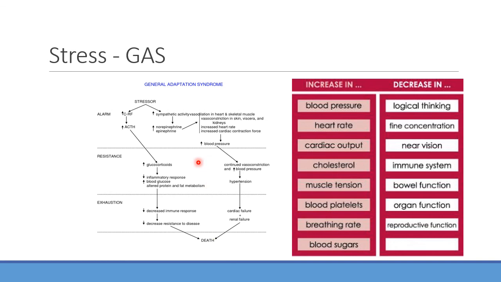On the flip side, looking at the sympathetic activity, and later in the class we'll cover the sympathetic nervous system in greater detail, we're going to find that increased norepi and epi have direct effects like increasing blood pressure by causing vasoconstriction. They increase cardiac output by increasing heart rate and the squeeze of the heart, so blood pressure goes up. Over time, with continued vasoconstriction and increased blood pressure, that's where we see hypertension develop, and that can lead to cardiac failure, renal failure, and eventually death.